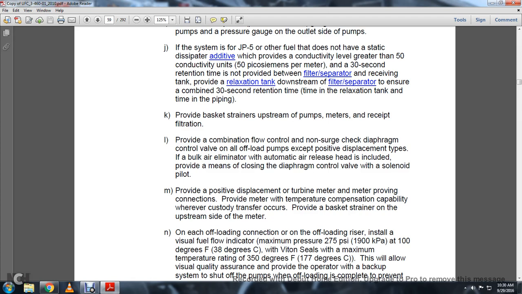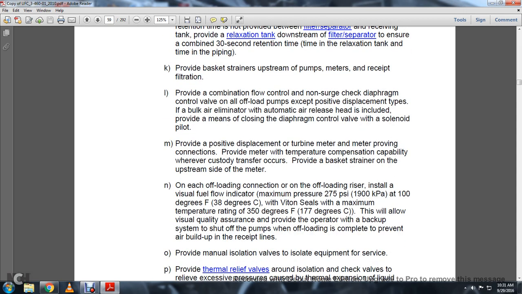Provide a basket strainer upstream of the meters. Provide a combination flow control and non-surge check diaphragm valve to control flow on all of the offloading pumps except for the positive displacement type. If a bulk air eliminator or automatic air release head is included, provide a means of closing the diaphragm control valve with the solenoid pilot. Provide a positive displacement turbine meter with meter proving connection, temperature compensated with the capability for when custody transfer occurs. Provide a basket strainer on the upstream side of the meter.